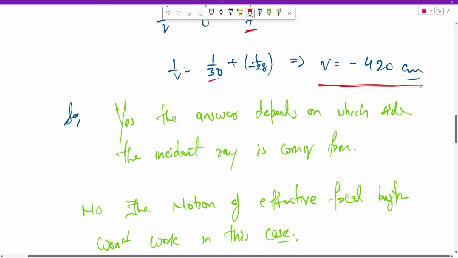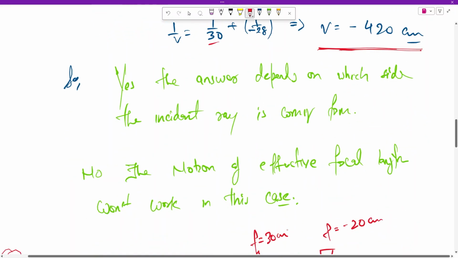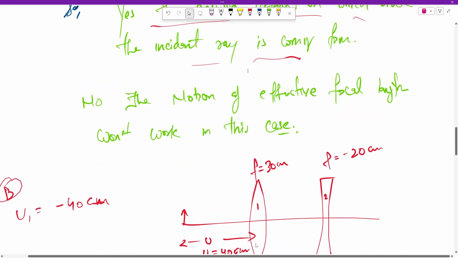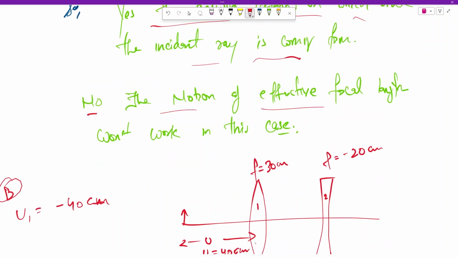Now we can comment that, seeing these results, v changed from the previous case of 220 centimeters. So we can say that yes, the answer depends on which side the incident ray is coming from, because v, the final image distance, has changed. And we can also comment that no, the notion of effective focal length won't work in this case, because there can't be an f effective, as the image position is varying depending upon which lens is receiving the first incident rays.